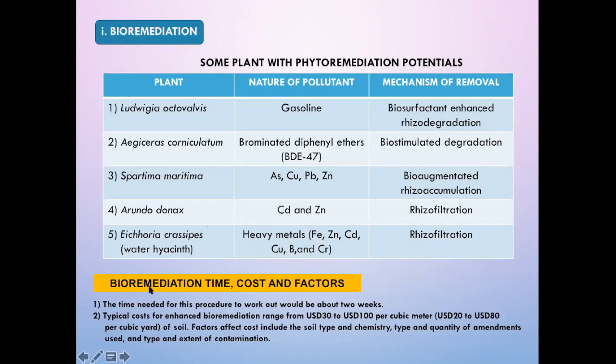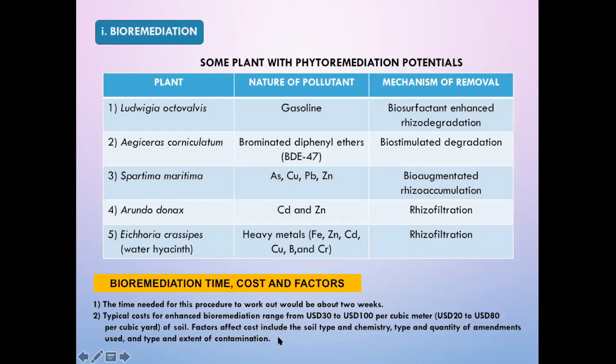This is bioremediation time, cost, and factors. The time needed for this procedure to work would be about 2 weeks on average. The typical cost for enhanced bioremediation ranges from USD 30 to USD 100 per cubic meter. It can also be calculated as USD 20 to USD 80 per cubic yard of soil. This will be explained more in Aiza's part later on, for this is team 5 if I'm not mistaken.